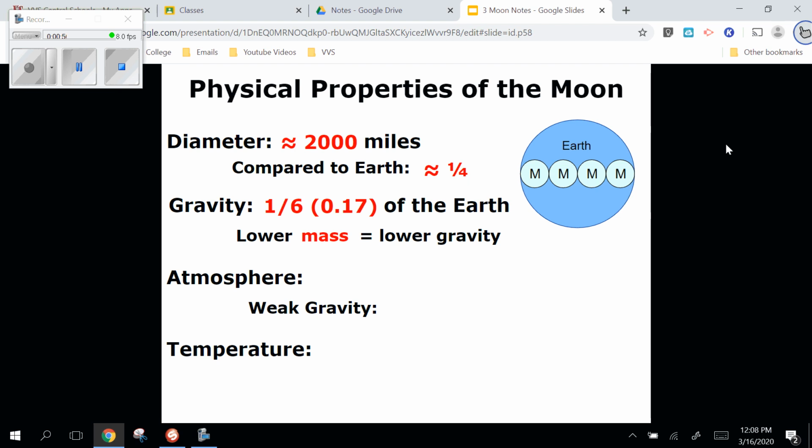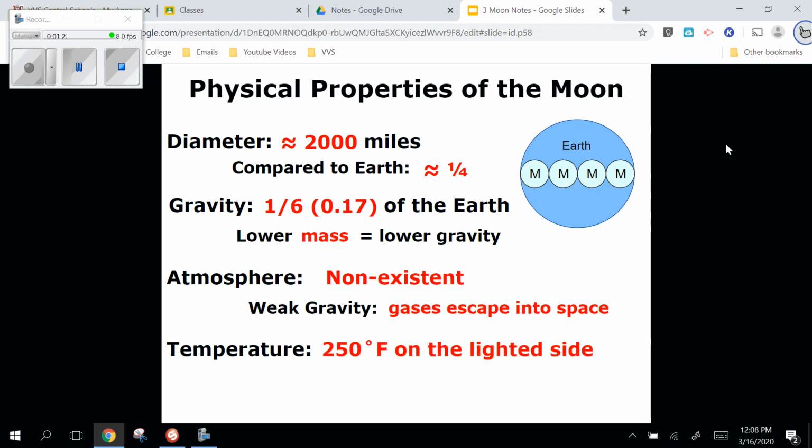Mass equals gravity. So if you weighed, let's say, 120 pounds on Earth and you went to the moon, you would weigh 20 pounds. You just take your weight on the Earth and divide by 6. The moon does not have an atmosphere, because of such a weak gravity. Any gases that might have come out of the moon while it was cooling kind of flew off into space, left it without an atmosphere.